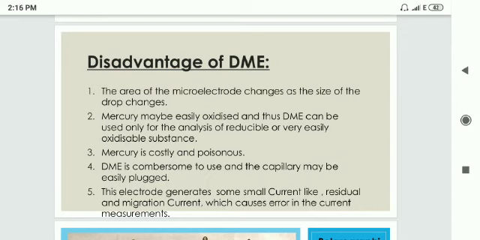Mercury is costly and poisonous. The capillary of the dropping mercury electrode may easily get plugged. This electrode generates some small currents like residual and migration current, which cause error in the current measurement.